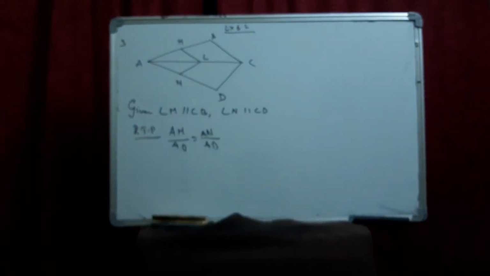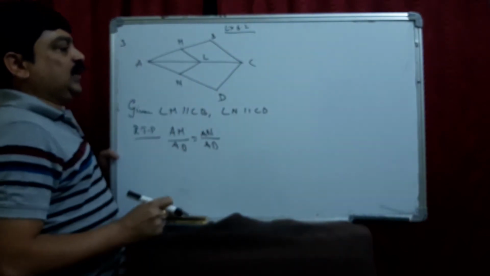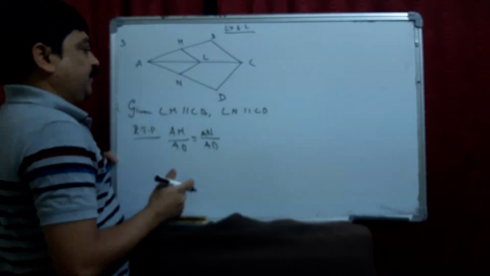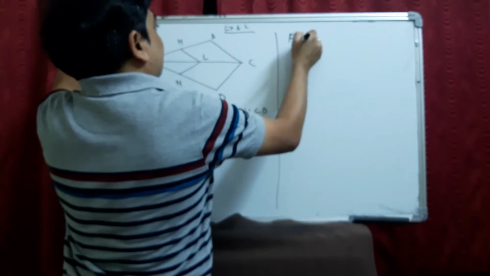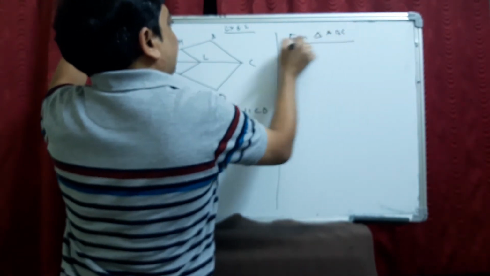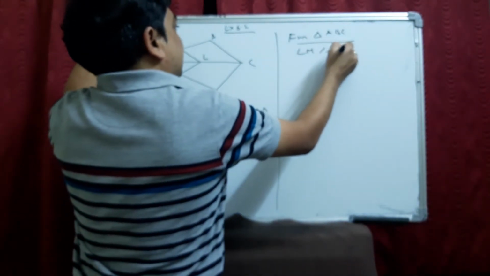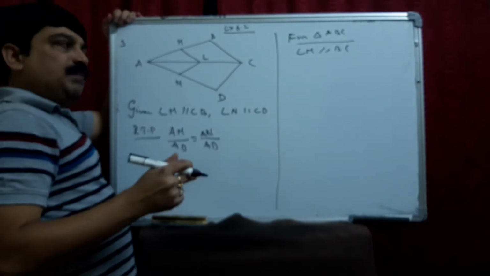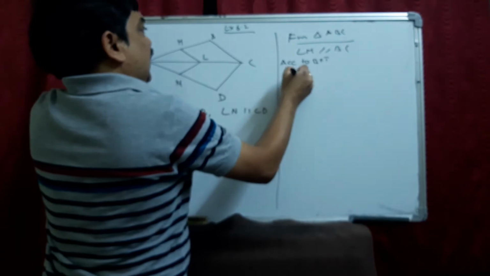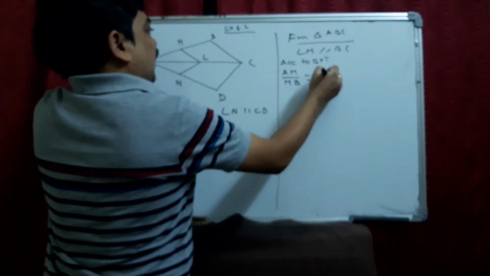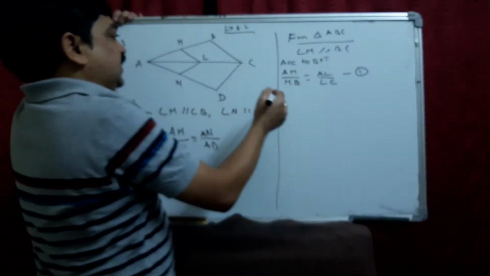Right. In the third question, see what is given here. You are given a figure that LM is parallel to CB and LN is parallel to DC. We apply BPT directly here. First case, what do we do? We take the first case, LM from triangle ABC. Only look at the triangle ABC, and LM is parallel to BC. When LM is parallel to BC, let us apply BPT. According to BPT, basic proportionality theorem, AM by MB is equal to AL by LC. This is equation 1.